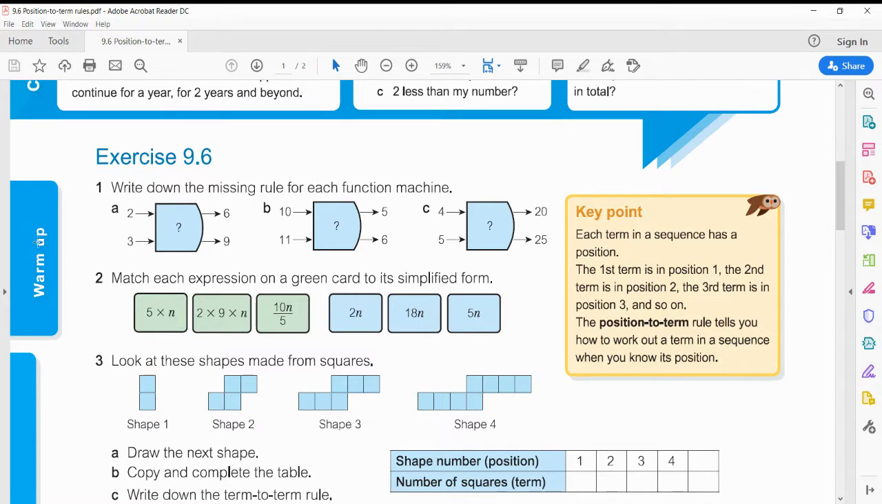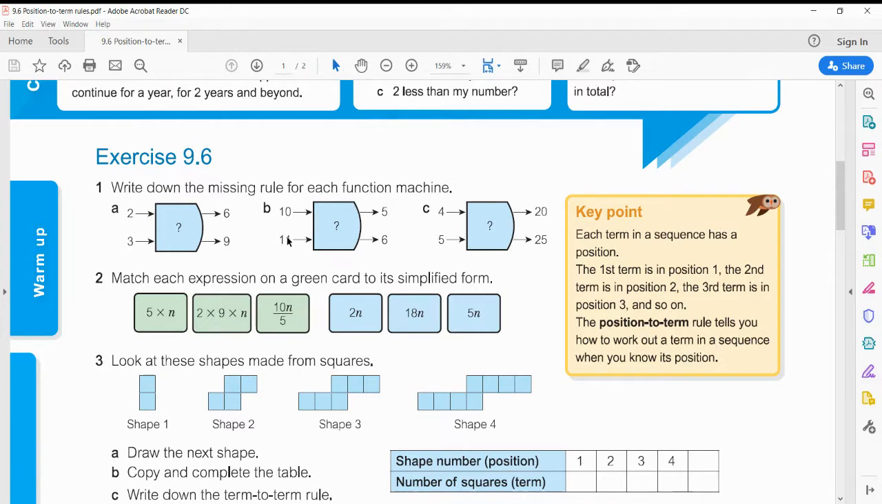So, warm-up questions. This lets you know these are going to be fairly straightforward, and also on the right are key points, which are helpful hints. So the first time you get stuck, have a look over to the right, see if there's a bit of help there. So write down the missing rule for the function machine. What happens to turn 2 into 6 and 3 into 9? Well, in both those cases, it's going to be times 3.